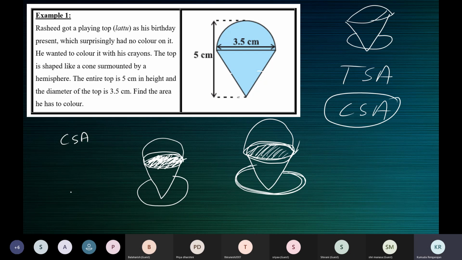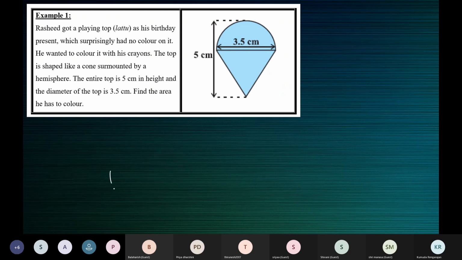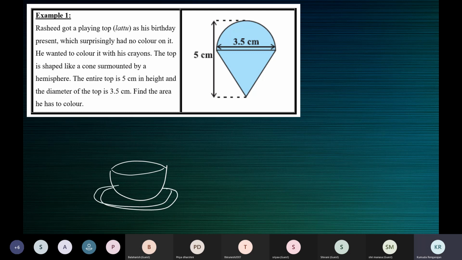Now coming to the hemisphere. So we're talking about the area of the hemisphere. We have the curved surface area and we have the area of the circle on the top. This is how a hemisphere looks like. There's a circle on the top and the curved surface area of this curved portion.